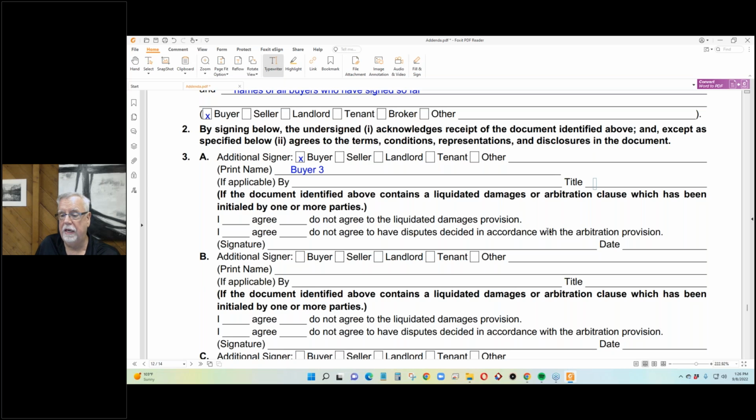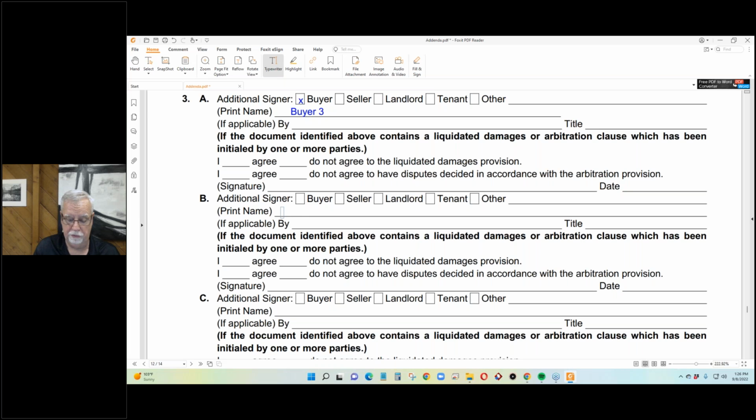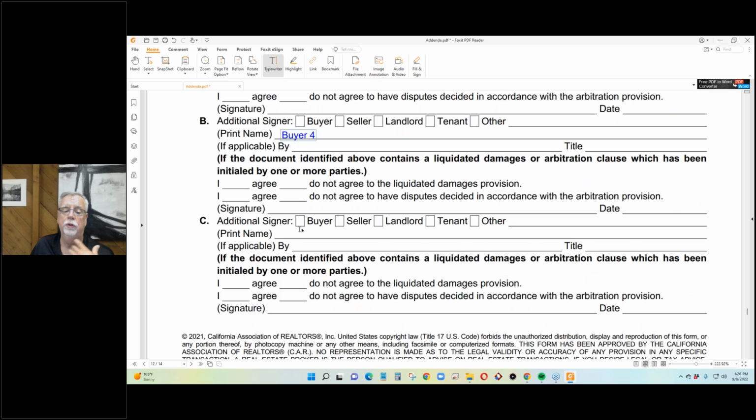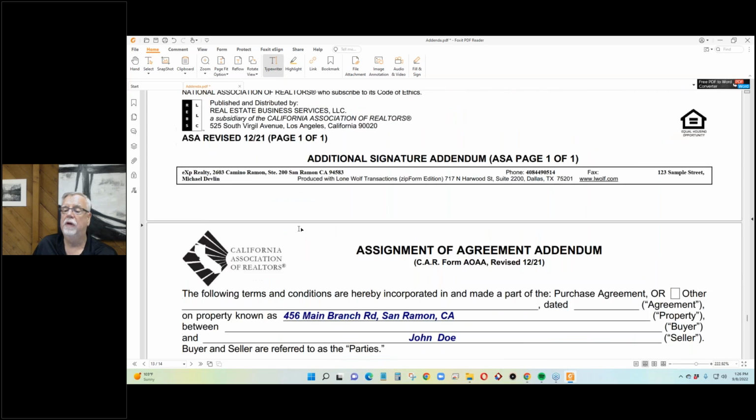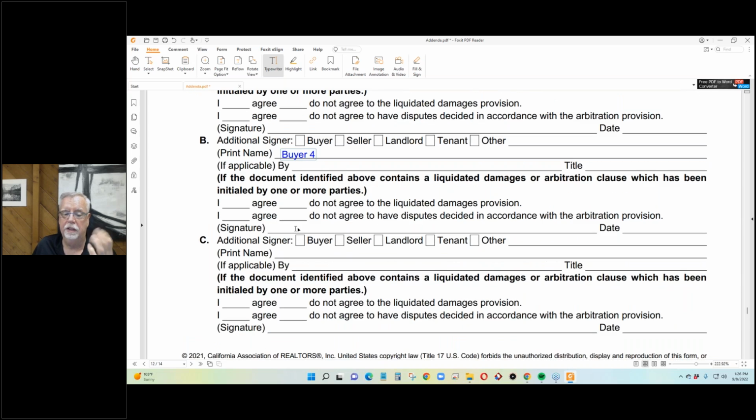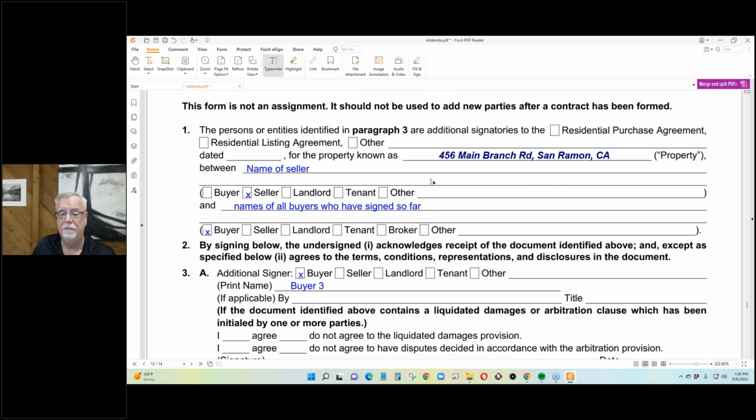And then liquidated damages and arbitration and mediation, they have to initial here that they agree or do not agree. And then if you have another one, this would be buyer 4. And again, agree, liquidated damage. If they don't, there is no liquidated damages. You could do another one. If you've got more than 3 in addition to the 2, you need a second one of these forms, right? But it's a pain. Does that make sense?